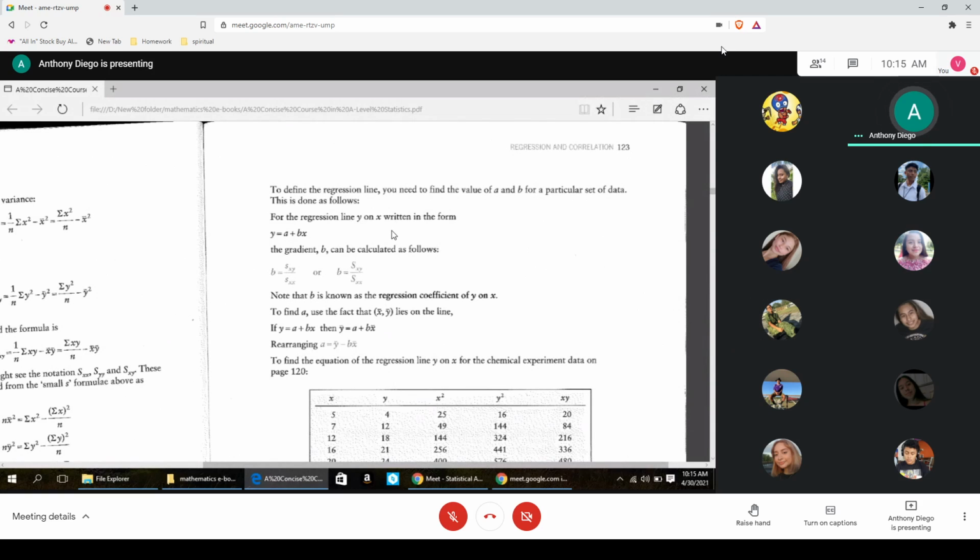Okay, then here to define the regression line, you need to find the values of a and b. Just like when we looked at straight line geometry, you need to find m and c in order to find the equation of the line. Then the gradient b, you need to find that. And you see, once again, they show the two formulas here. b is equal to the covariance of x and y over the variance of x.